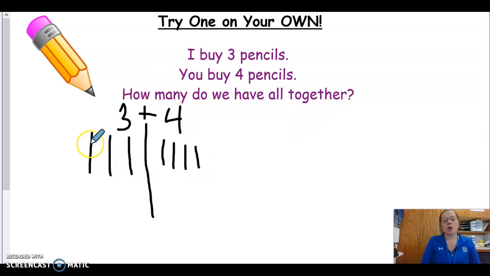Okay, we could count them all. 1, 2, 3, 4, 5, 6, 7. Or we could start from the bigger one. We know that there's 4 over here. So we could say 4, 5, 6, 7. Either way, we end up with the same amount. When we go to make our math mountain, we have 7 at the top because that's our total, and the total always goes at the top. What partners of 7 did we use this time? We used 3 and 4.